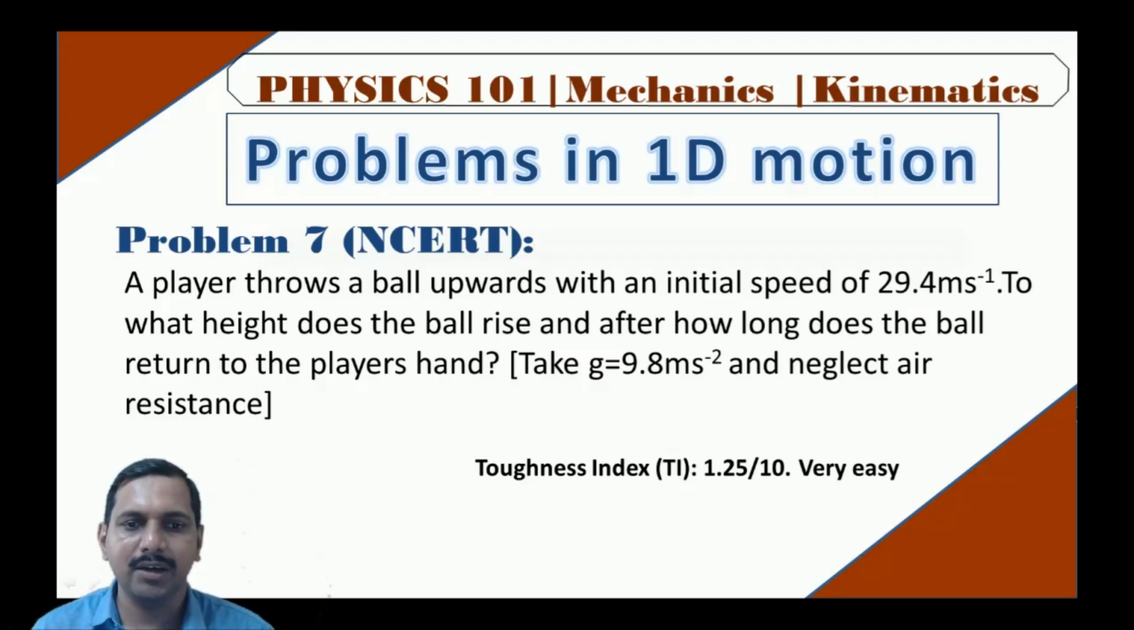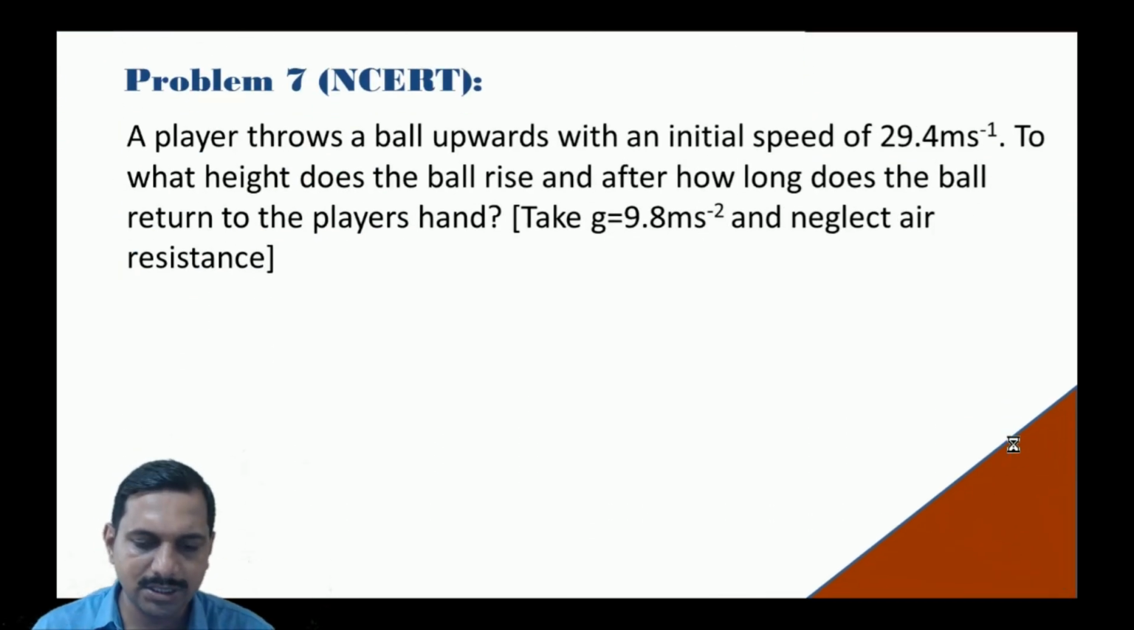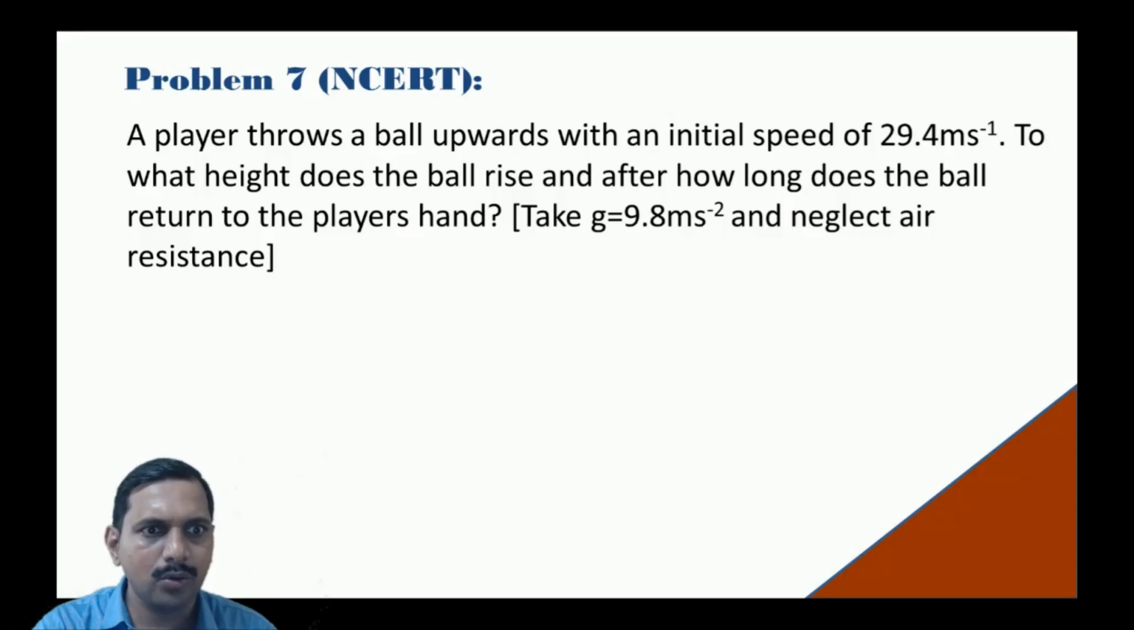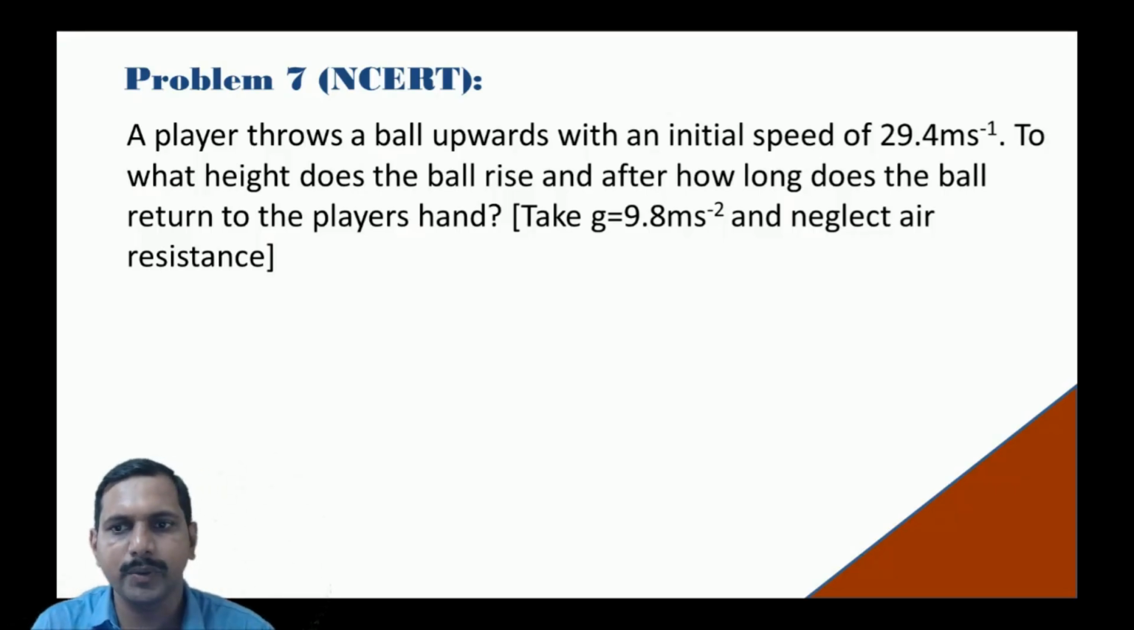Today I have picked a question from NCERT textbook. The question goes like this. A player throws a ball upwards with an initial speed of 29.4 meters per second. To what height does the ball rise, and after how long does the ball return to the player's hand? Let us look at it.